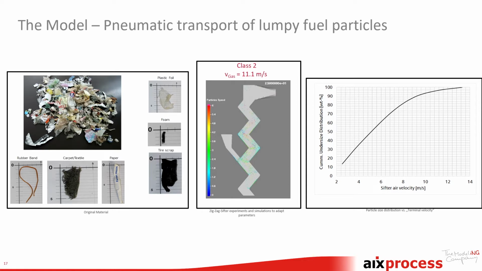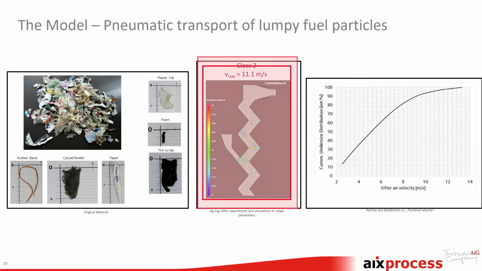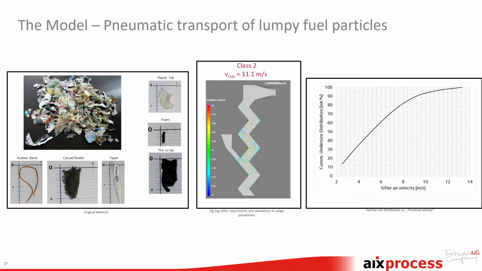So we actually built this so-called zigzag sifter in an experiment, and we can introduce particles at the top and let them fall through this zigzag, and we have countercurrent airflow, and we take these experimental data and fit the model of Barracuda to it. And then we can use these settings to model the calciner.